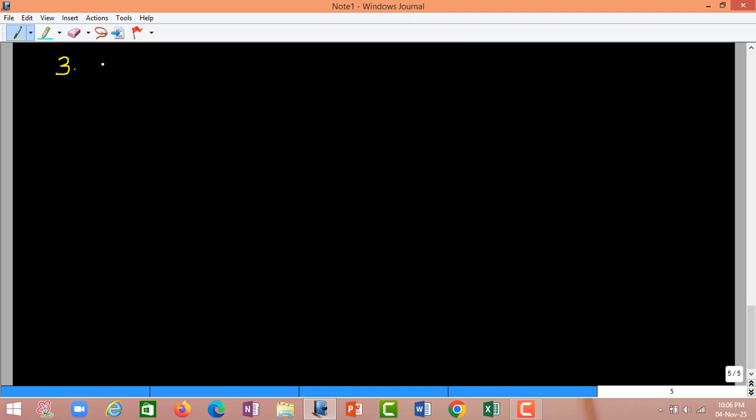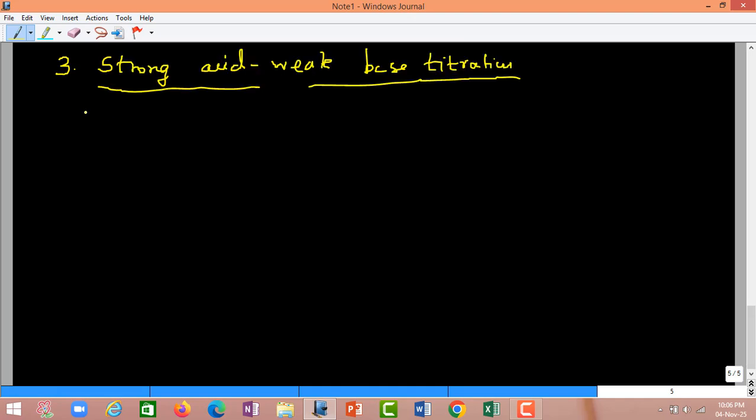Now we come to strong acid weak base titration. We'll take the example for strong acid as HCl. Again, we can very well take sulfuric acid or nitric acid also. And we'll take the example for weak base as ammonium hydroxide. We can take weak bases like sodium carbonate and borax also. When they react together, we get the products as ammonium chloride and water.